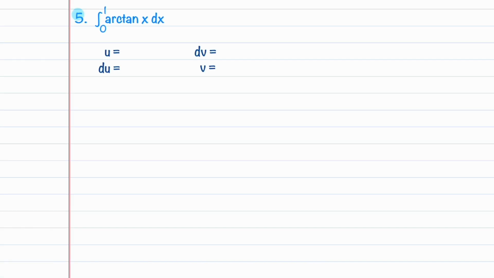I made sure to include this example because it also falls into the category of choosing u to be the function that becomes simpler when you differentiate it. Not go to 0, but becomes simpler. And I also wanted to include this because it's a definite integral. And I just want to show you how to do that when you're using integration by parts. Let's start by choosing u. We're going to choose u to be arctan x.